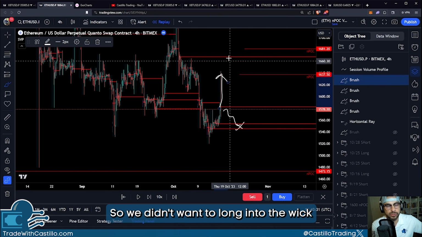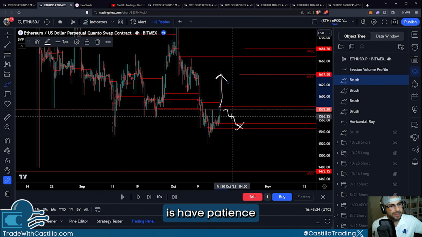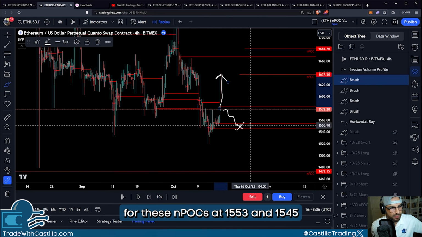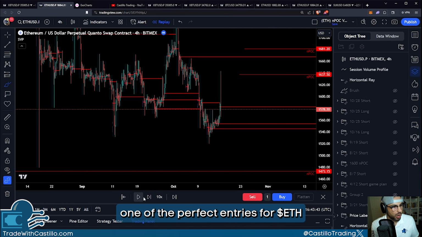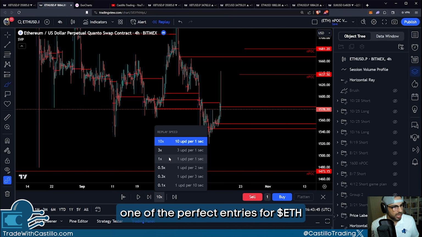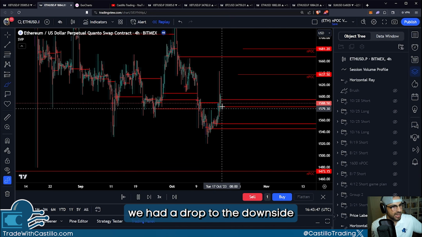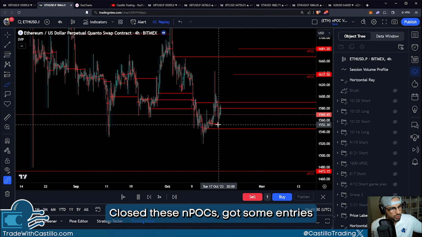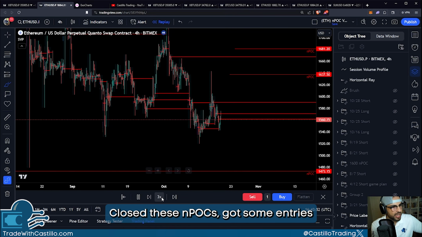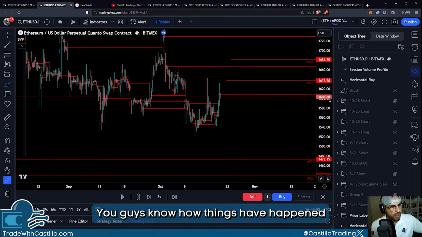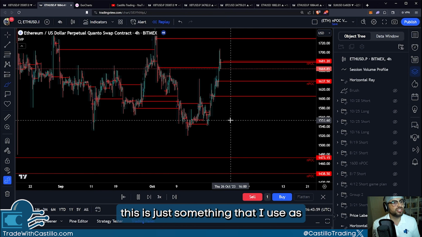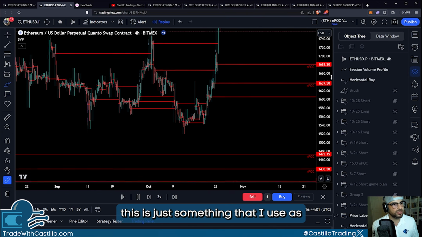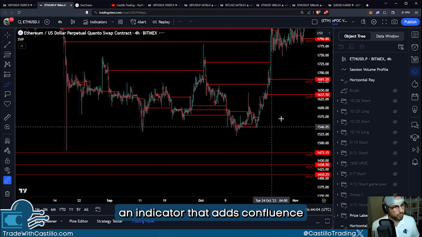So we didn't want to long into the wick moving higher. What we wanted to do is have patience for these nPOCs at 1553, 1523 and 1545. And if we continue to play this, it was honestly one of the perfect entries for Ethereum going forward. We had a drop to the downside, closed these nPOCs, got some entries, and then we can just continue. You guys know how things have happened. We've moved up from there. So again, this is just something that I use as an indicator that adds confluence for my trading.